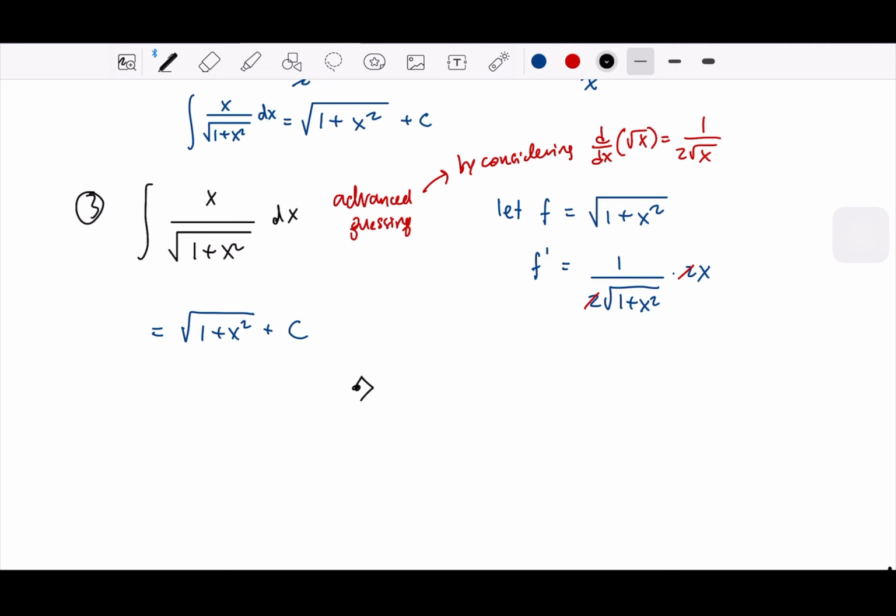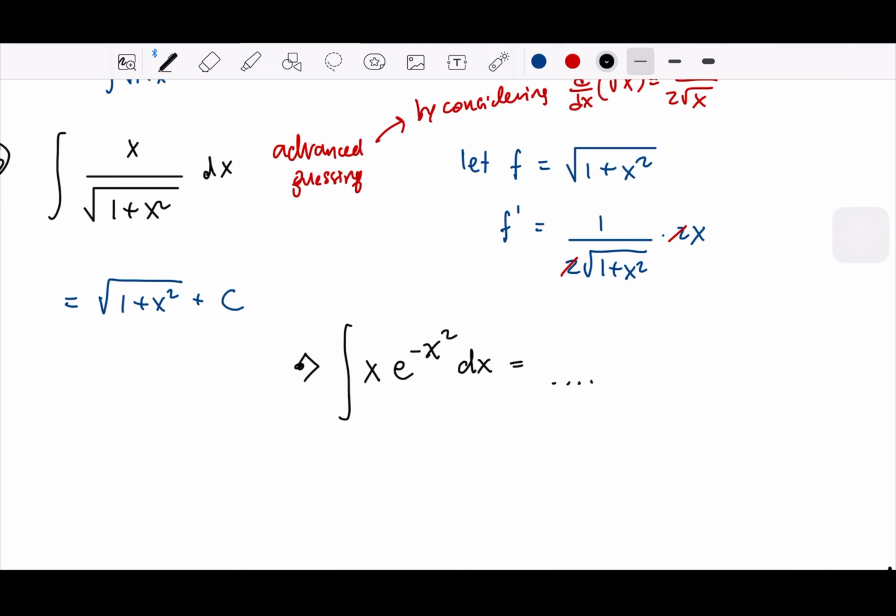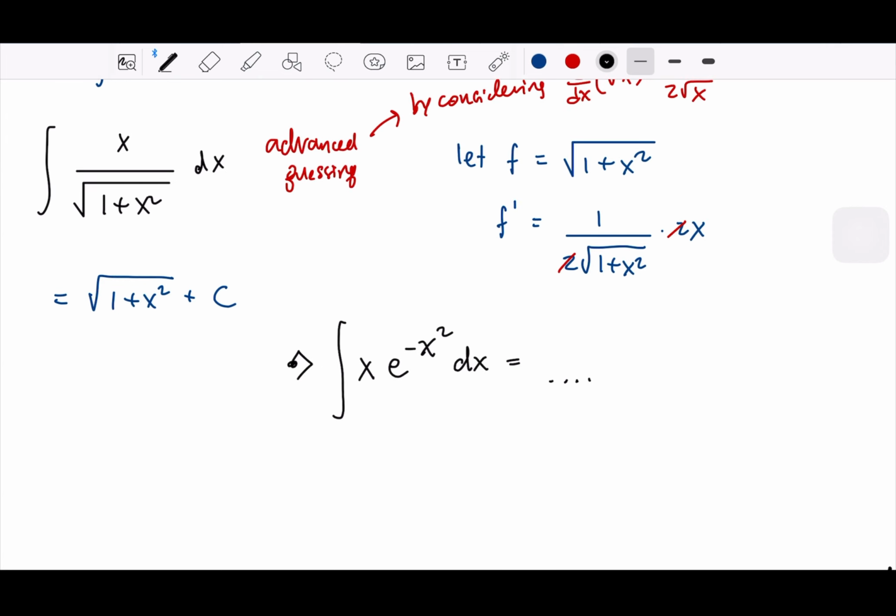If we have integrations, okay, x e with power of negative x squared dx. Again, if you use substitutions, I think it's best to give this x squared a chance, because if we take this x squared, when we derive it will be 2x. So 2x can be cancelled with x, right?